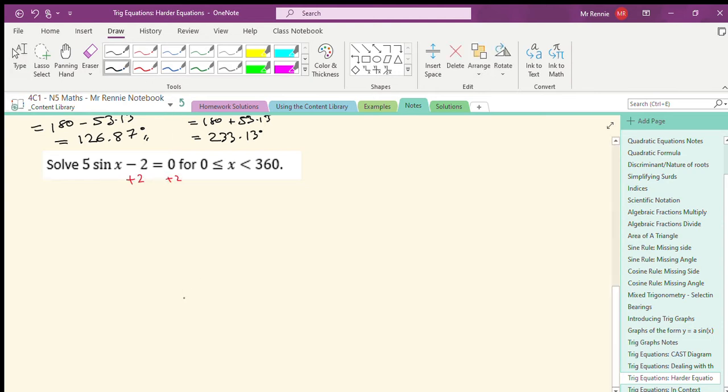Therefore, if I do that, that gives me the answer 5 sin x equals 2. Okay, still don't have what I want, just sin x equals, so I'm going to have to divide both sides by 5. Now, even though this will work out as a nice decimal, my advice, just leave it as a fraction. If I've got 2 and I divide that by 5, it becomes 2 over 5.